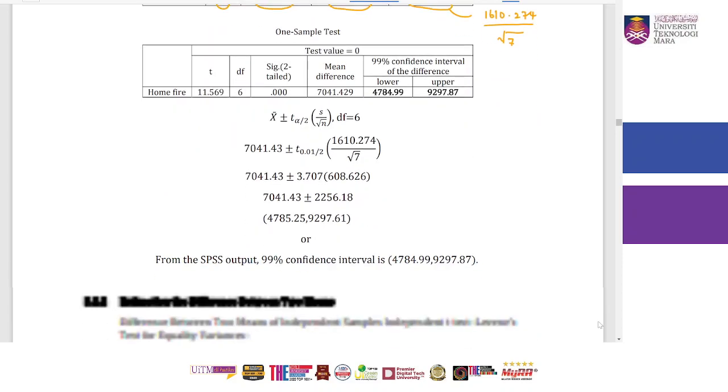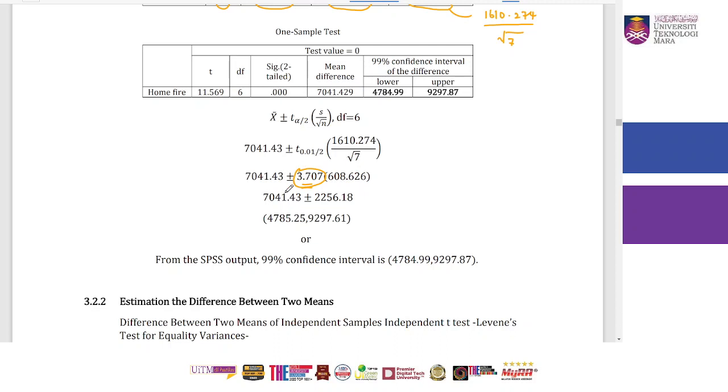Since this one is using the T distribution, the student's T, you can see that the value that you obtain will be similar to the one given in the output. Okay, sama je. 4785, yang ni 4784.99. Kenapa ada beza sikit kat sini? Sebab kat sini kita gunakan 3.707. Okay, we are using 3.707.